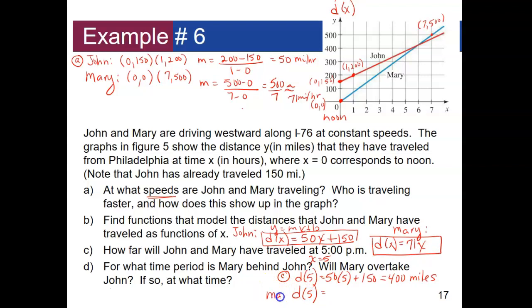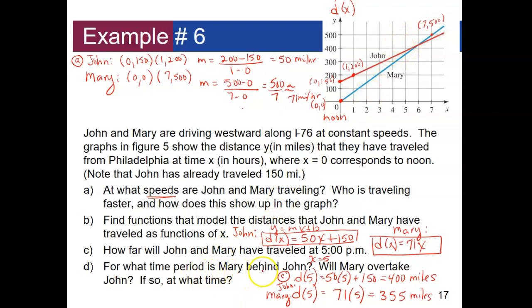okay, so this one's Mary. This one was John. For Mary, we're going to take the 71 and multiply it by 5. And so with that, we're going to have 355 miles. If we look at our graph, that does look right because here at 5 o'clock, John is still a little further than Mary. So he has traveled just a little bit further than Mary. So that would make sense.